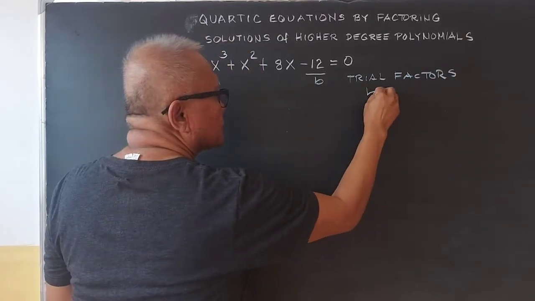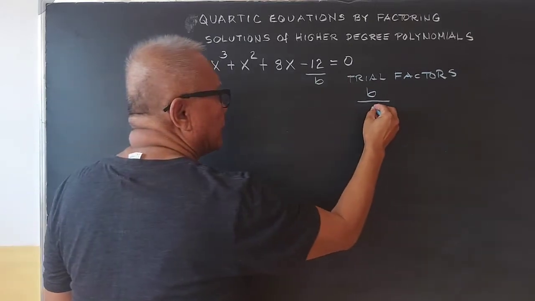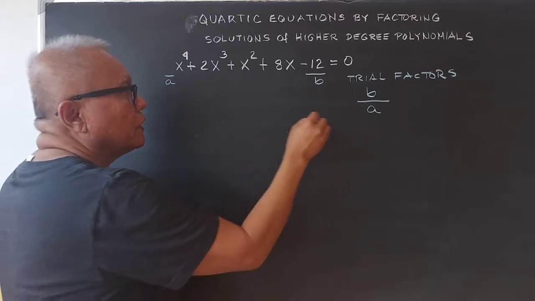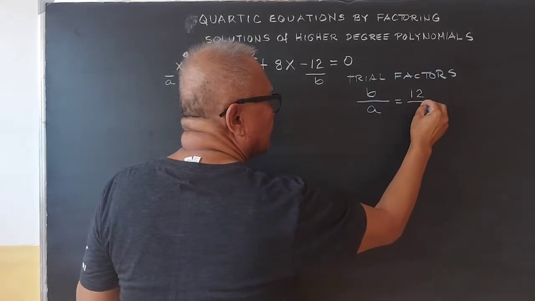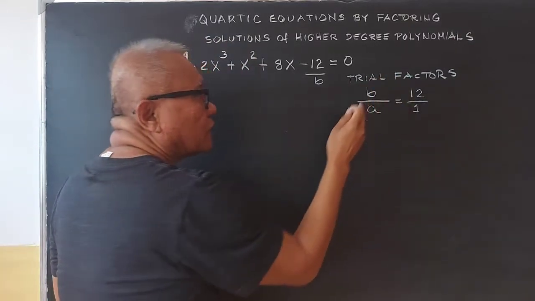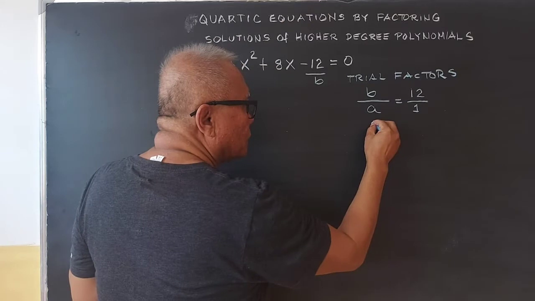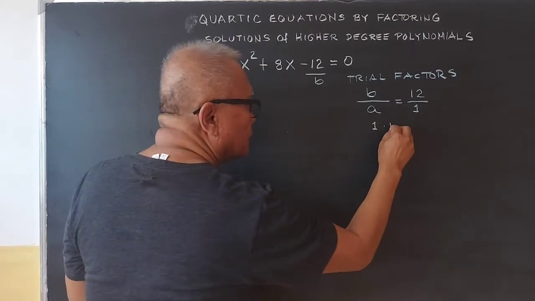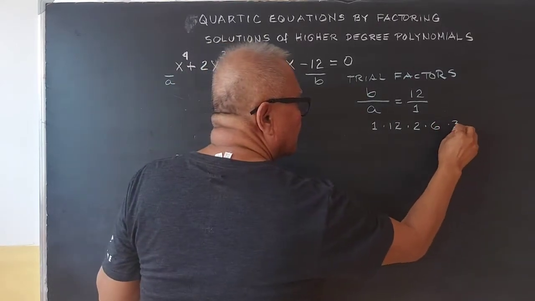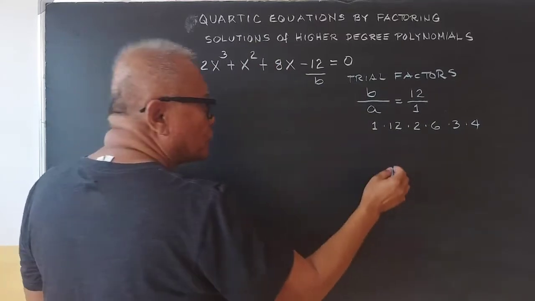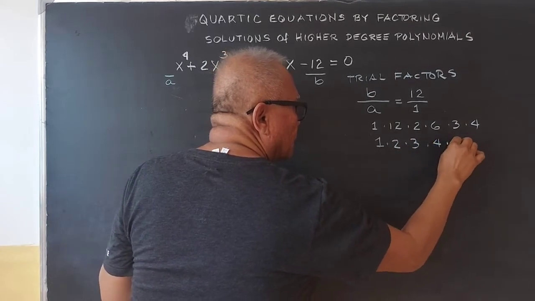We have to divide this. We get all the factors of B divided by all factors of A. So for the B, we have 12, and for the A, it's only 1. Get the factors of the constant 12. So the constant 12, we have our factors here: 1 times 12, 2 times 6, and 3 times 4. If you arrange it, we have 1, 2, 3, 4, 6 and 12.